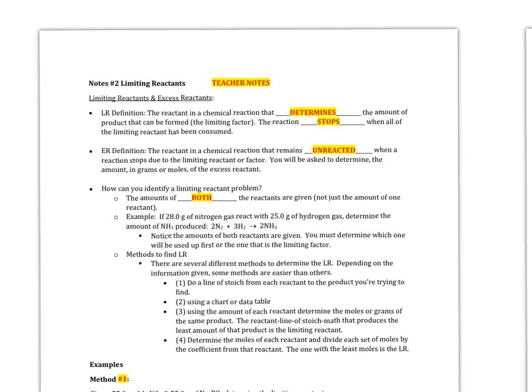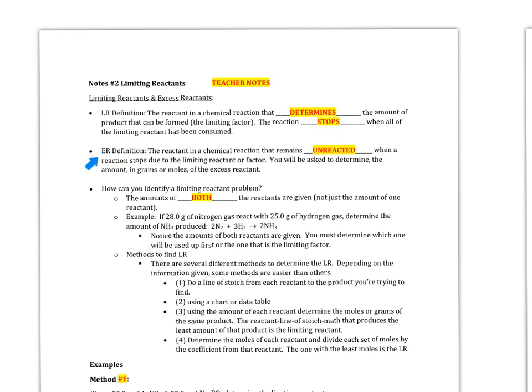The definition of limiting reactant is the reactant in a chemical reaction that determines the amount of product that can be formed. It's the limiting factor. And the reaction stops when all of the limiting reactant has been consumed. A great final exam question is what happens when you run out of one of the reactants, but you have an excess of all the other reactants? The reaction stops.